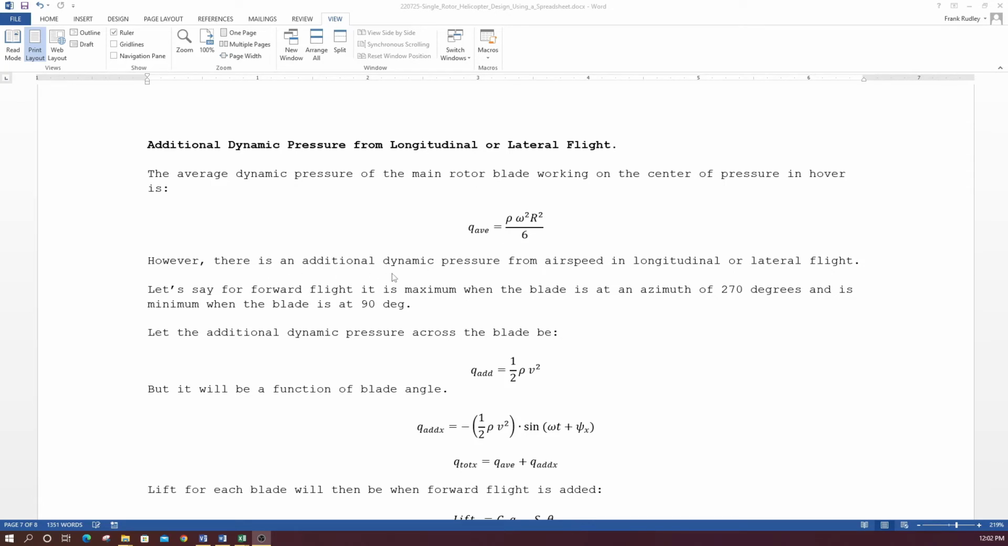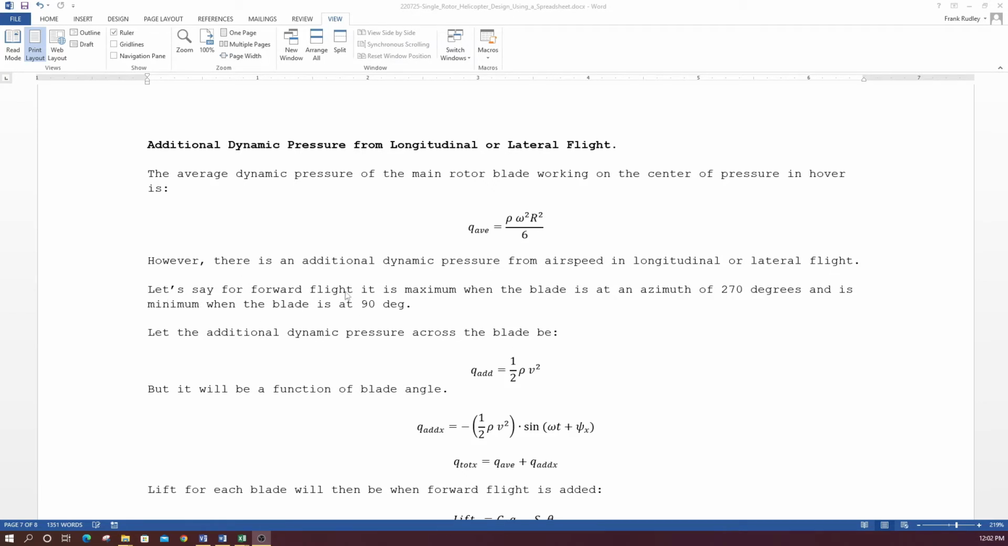However, there's additional dynamic pressure from airspeed in longitudinal or lateral flight. If you're hovering, that's the case, but if you're moving longitudinally in forward flight or laterally in lateral flight, there's an additional dynamic pressure. I call it Q add, and that's 1/2 rho v squared for a conventional airplane, that's not a helicopter. But being this is a helicopter, that's the big difference.